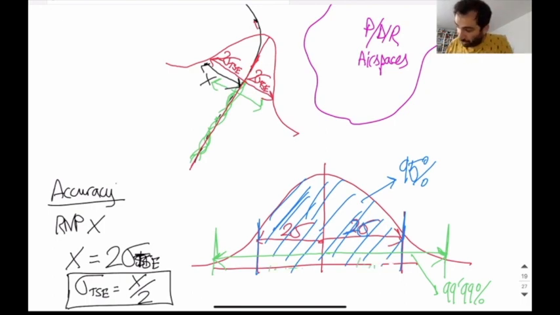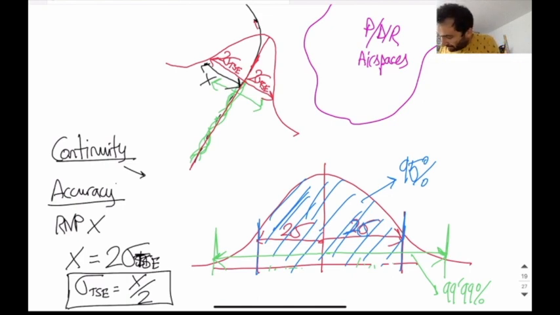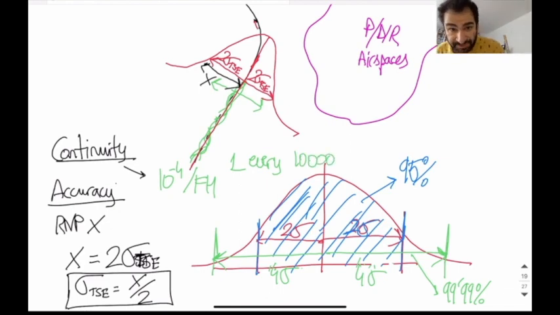When it comes to continuity of the signal, it means that the probability of the aircraft being outside the 4 sigma container, I didn't mention that, but this big guy is a 4 sigma container, right? So the probability of being outside this one but sending some sort of alert is 10 to the power of minus 4 per flight hour. In other words, once every 10,000 flight hours. That has to do with continuity of the signal.